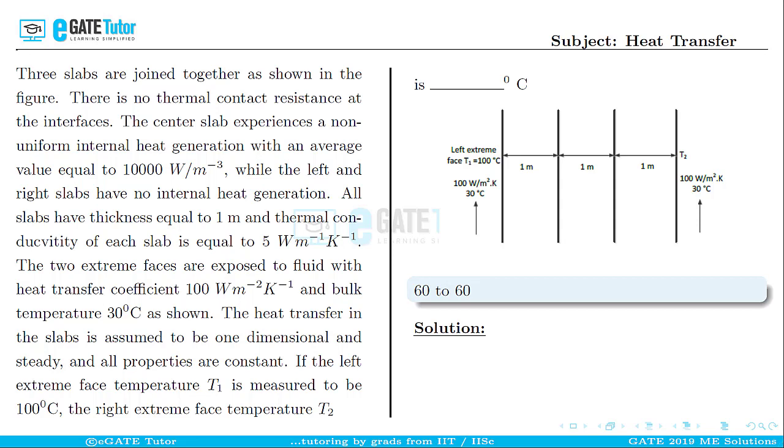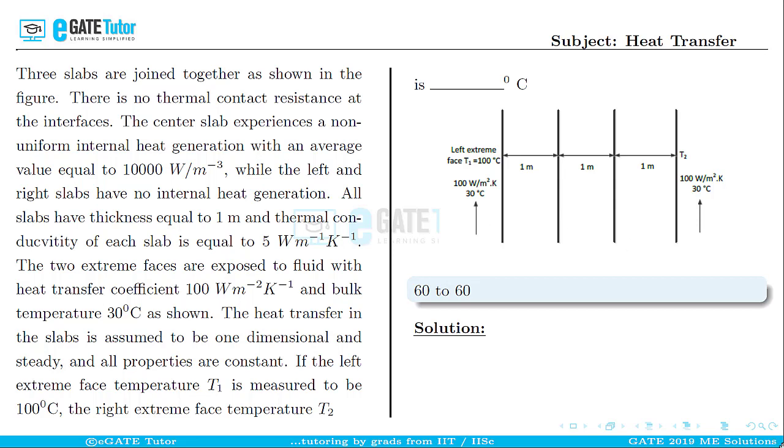So basically there are three slabs which are joined together and the center slab has non-uniform internal heat generation while the left and right slabs do not have any internal heat generation. The thermal conductivities of all the slabs are given. The heat transfer coefficient at the two extremes is also given. So let's proceed to the solution.